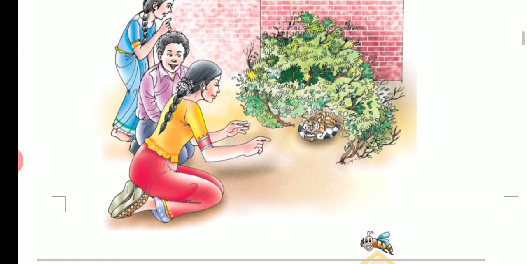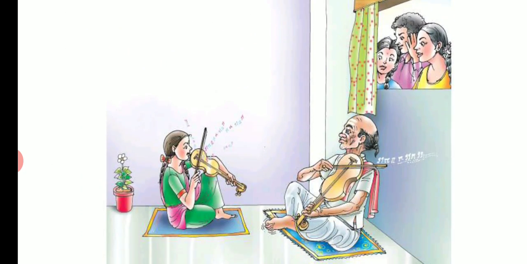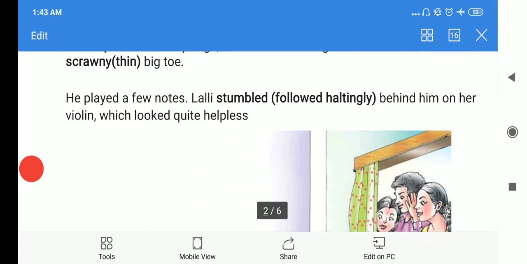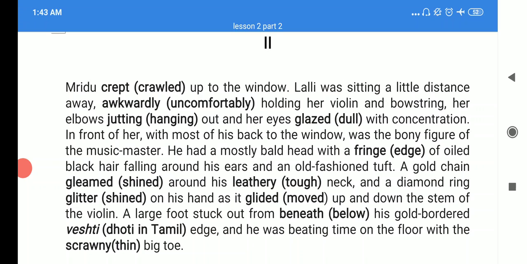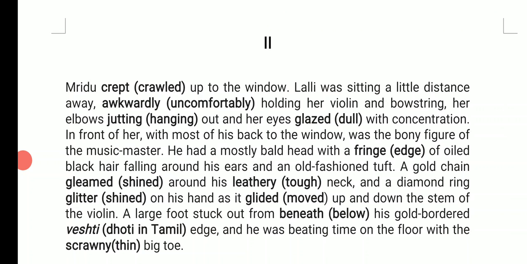See here in this picture, see how she is learning, and all three are standing near the window and looking. They are crawling towards the window and seeing what is happening, where the screeching sound was coming from. They noticed that Lali was sitting a distance away, awkwardly, that means uncomfortably, and she was holding a violin and bowstring. The violin is a string instrument. Her elbow was jutting out and her eyes were glazed with concentration, dull as she was concentrating on how to play.